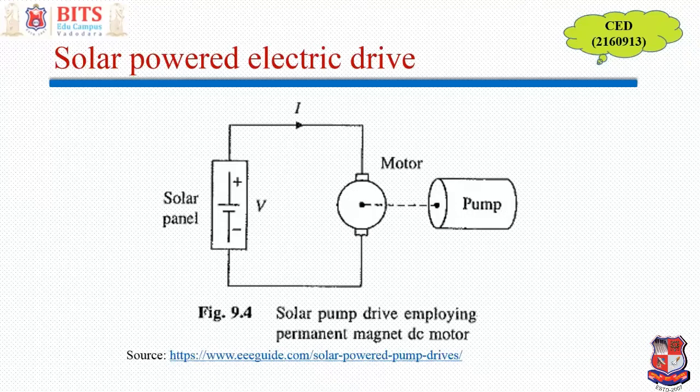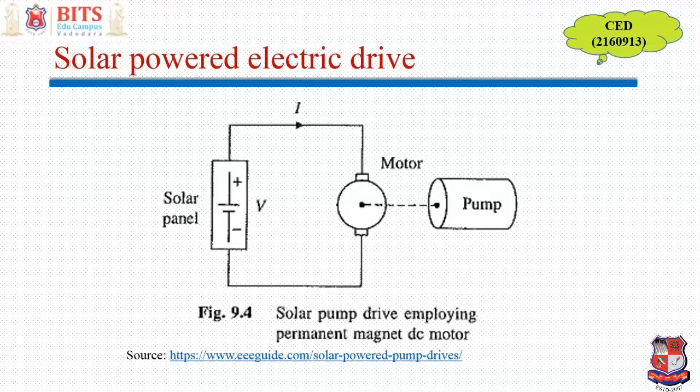So this is a typical block diagram or circuit of a solar power drive where you are running a pump with a DC motor. The solar pump drive employing a permanent magnet DC motor is shown over here, and the problem is that the solar panel voltage, or power, keeps on varying based on the temperature and sunlight. So you need to track it, and there's an algorithm known as maximum power point tracking, MPPT. You need to have a buck-boost converter with which we change the value of voltage and current such that you have optimum power.